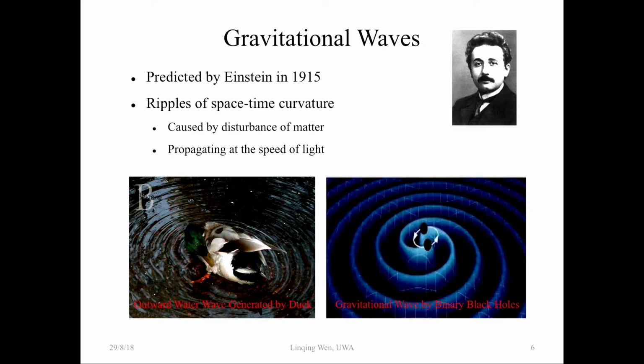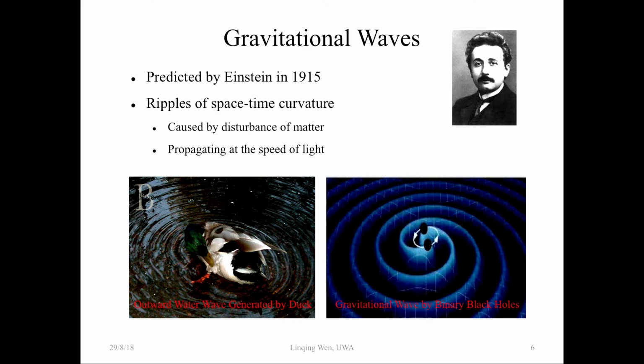Now, that's about Einstein's theory, but how about gravitational waves? Gravitational waves, also predicted by Einstein more than 100 years ago, are ripples of the space and time fabric. They are caused by disturbance of matter. Just imagine you have a water pond with a duck sitting there. Near the duck, the surface of the water is a bit curved. But if the duck is moving, it will generate ripples propagating outwards. That's the wave. And a gravitational wave is the same, except it's space and time curvature. It's a bit abstract, but just imagine it like the pond.